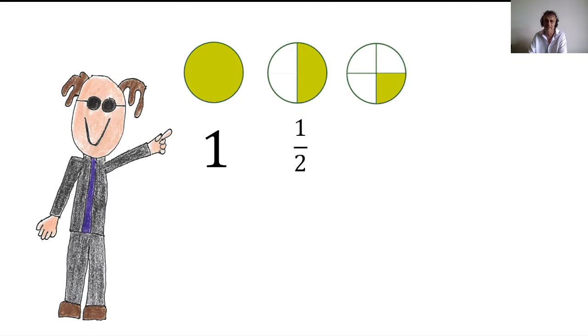And this is divided into 4. And just one portion is shaded. So it is 1/4, or a quarter. And how about this? Again, it is divided into 4, and 1, 2, 3 portions are shaded. So it is 3/4.